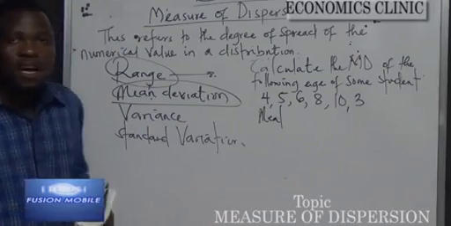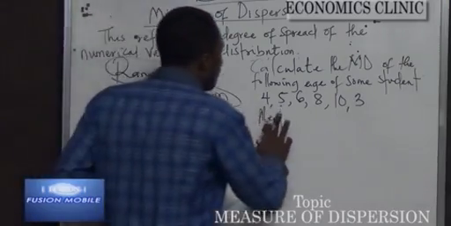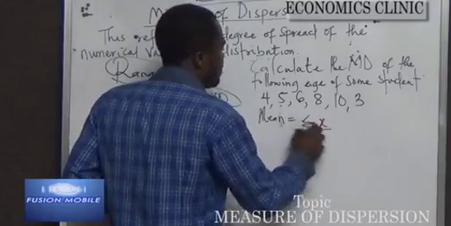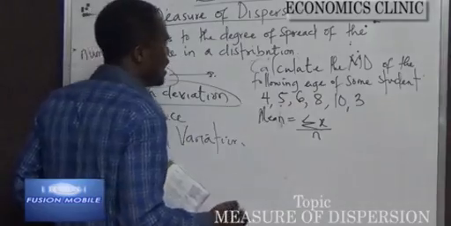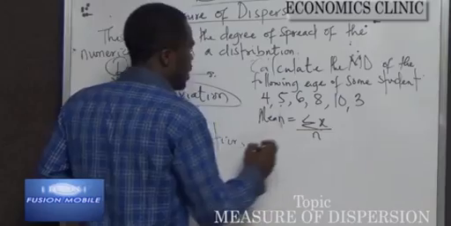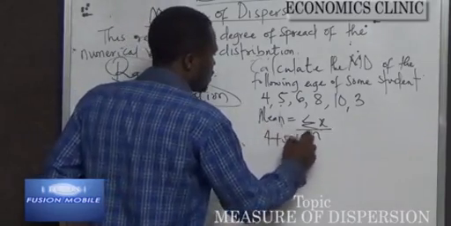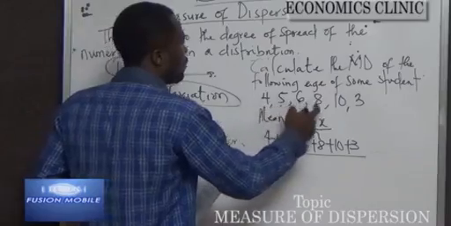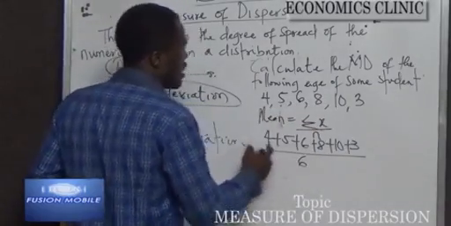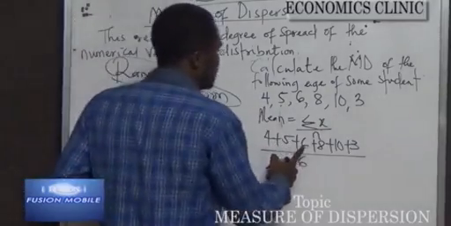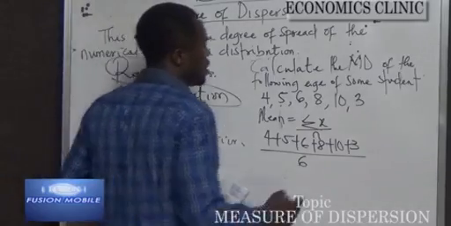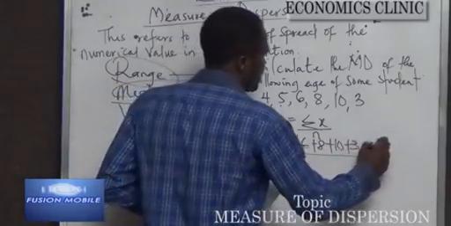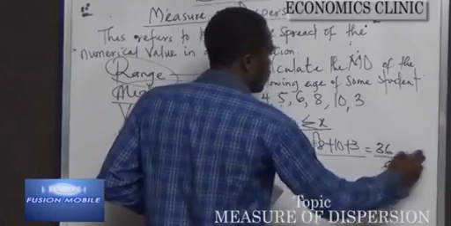To look for the mean deviation here, it is very important that we look for the mean. And we know the formula of the mean to be summation x divided by n in the case of an ungrouped data. Now we add all this together: 4 plus 5 plus 6 plus 8 plus 10 plus 3, divided by 6. So we have 4 plus 5 is 9, 9 plus 6 is 15, 15 plus 8 is 23, 23 plus 10 is 33, 33 plus 3 is 36. So we have 36 divided by 6, which is equal to 6.